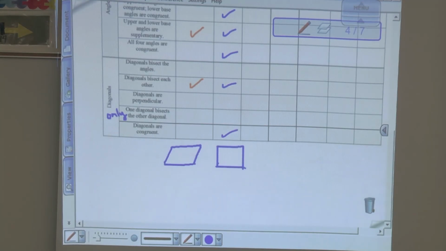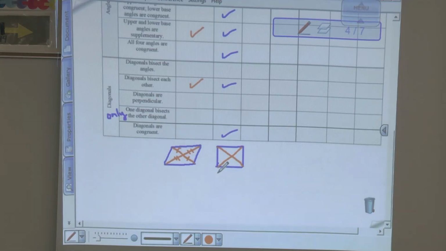And this would be a good thing for you to perhaps write down. We said that the diagonals of a parallelogram bisect each other. So I'm just going to draw them as bisecting. And then we just added in a property that said the diagonals of a rectangle bisect each other.